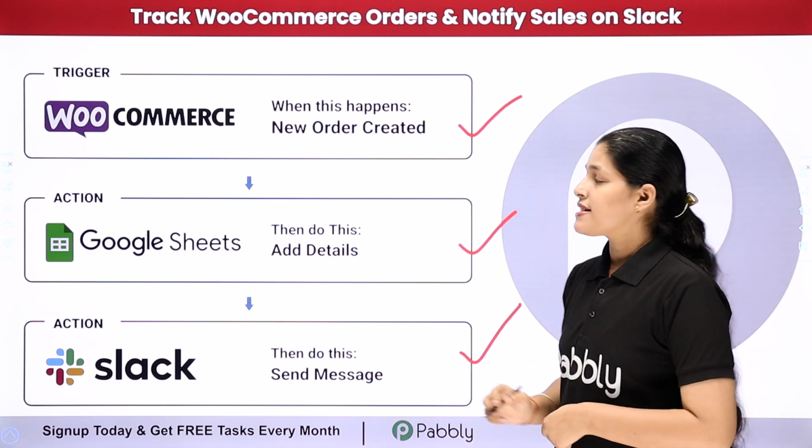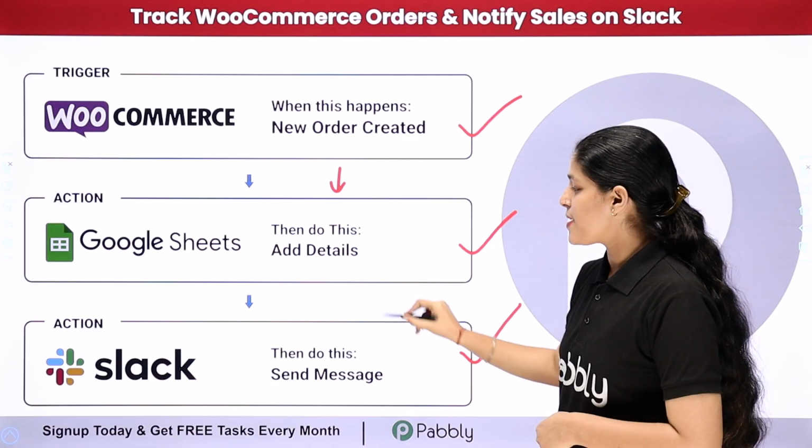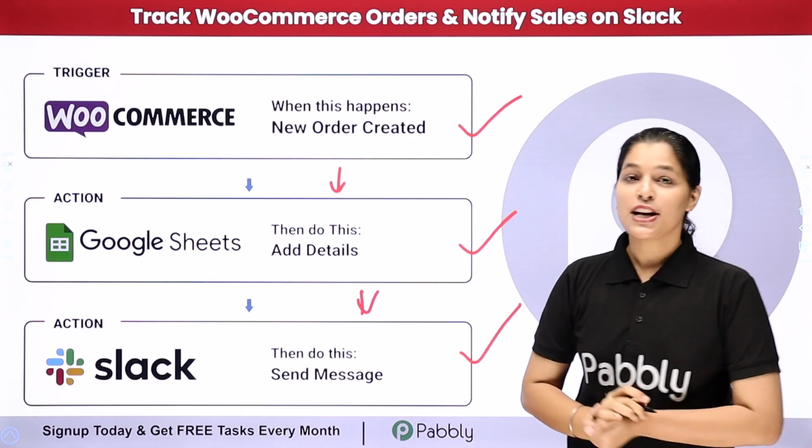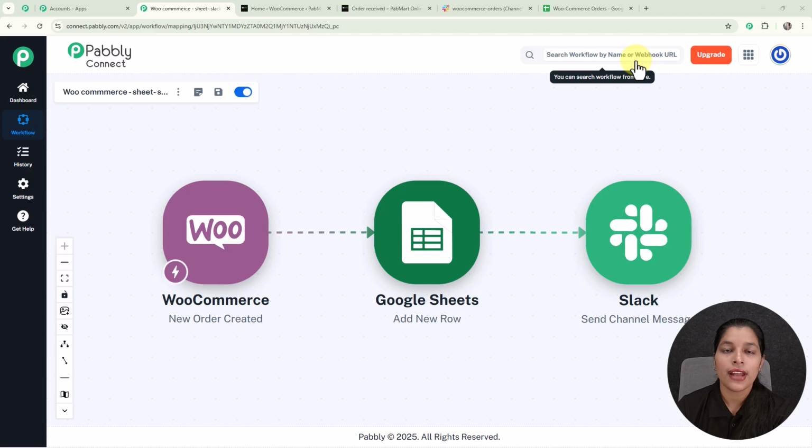So for building this integration between all three applications, I am going to use an amazing automation tool, that is Pabbly Connect. So for building this automation, let me take you towards my screen. Welcome to my screen. So in this video we are going to learn how to track WooCommerce orders in Google Sheet and notify your team in Slack.